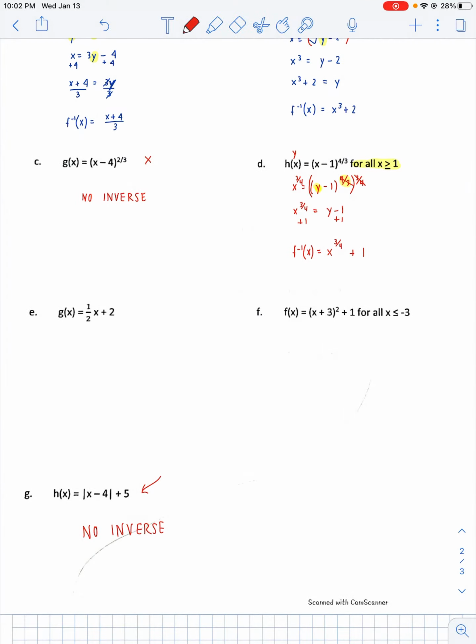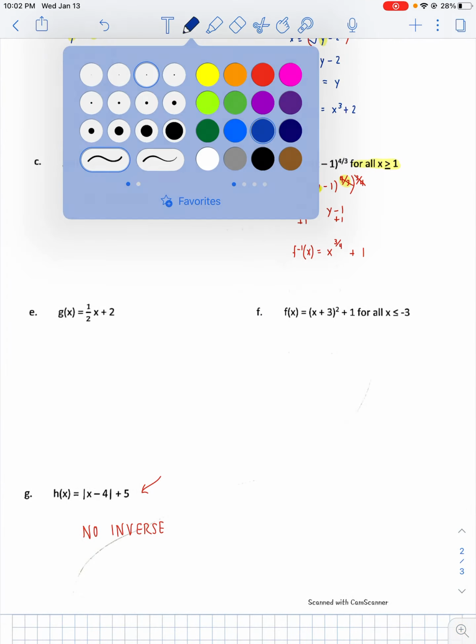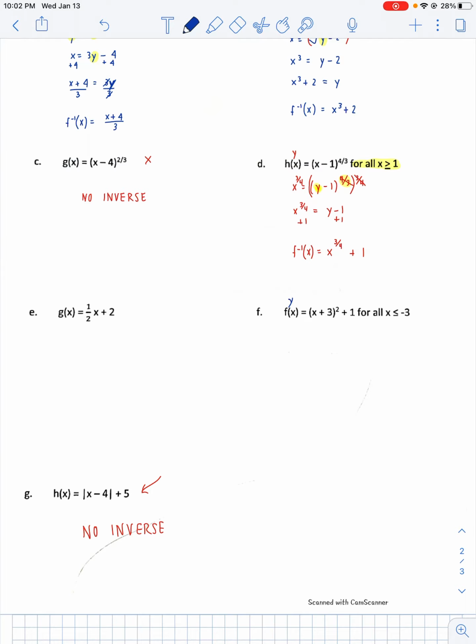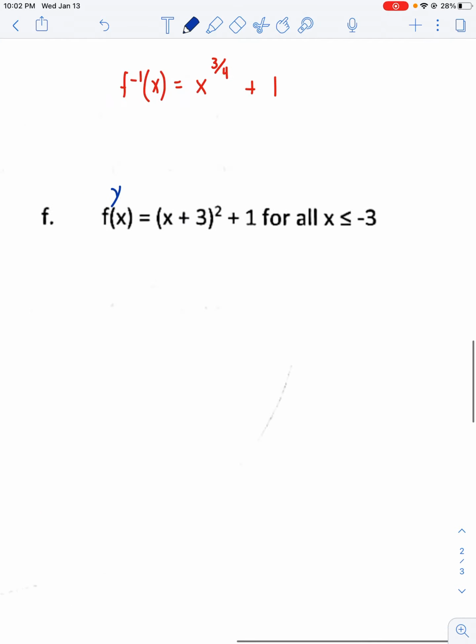So here we go. We're going to switch x and y. Remember, this is a y. We're going to switch x and y. So x equals, open parentheses, y plus 3, close parentheses squared, plus 1. And now we're going to go through the process of solving for y. So first, what's furthest away? That plus 1. We're going to subtract it.